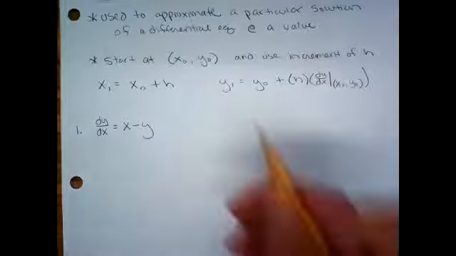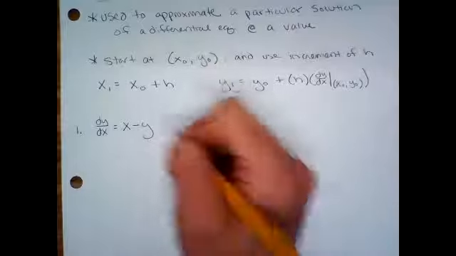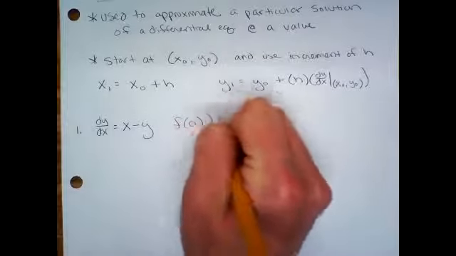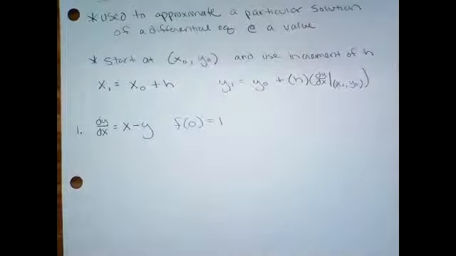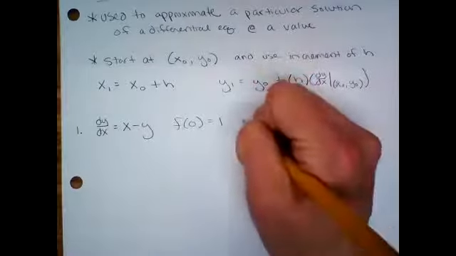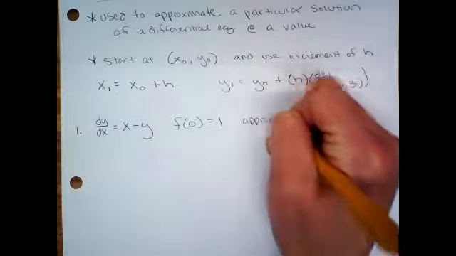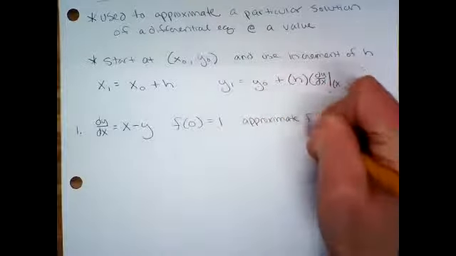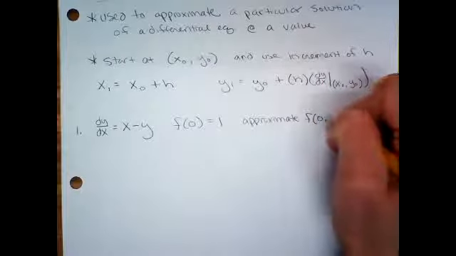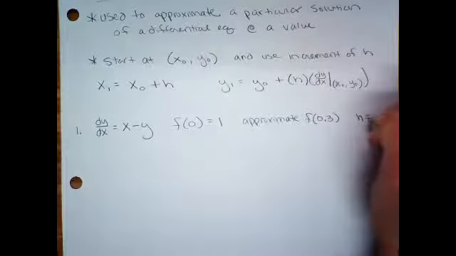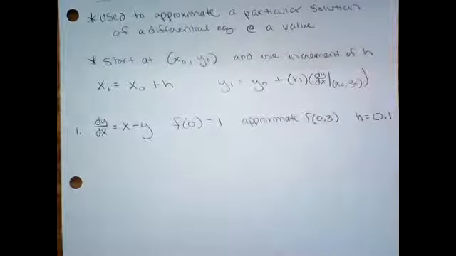So you would be given that, you would be given your starting values. So we're going to start at 0, 1. And then you would be given an h value and also told what you're supposed to find. So we're going to approximate f of 0.3 with h equaling 0.1. The decimals are going to get messy, but the actual process isn't that bad. So you just kind of got to stick with me.